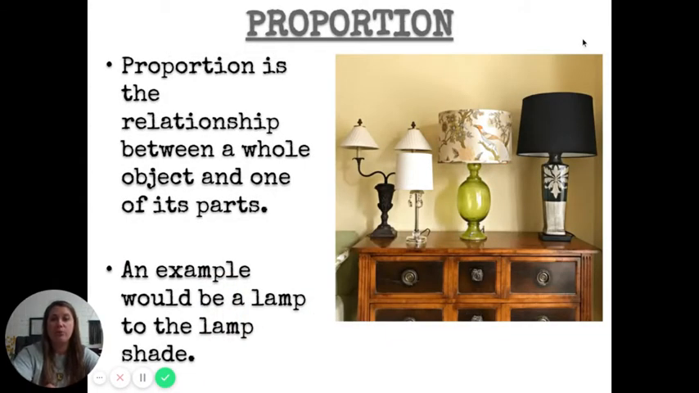So here is proportion. And I didn't underline what I need you to underline here. Proportion is the relationship between a whole object and one of its parts. That's what you should underline here. The relationship between a whole object and one of its parts. Whole object and one of its parts. So lamps are an excellent example of a whole object that has multiple parts. Because with a lamp, you have the lamp base and the lamp shade. Okay?